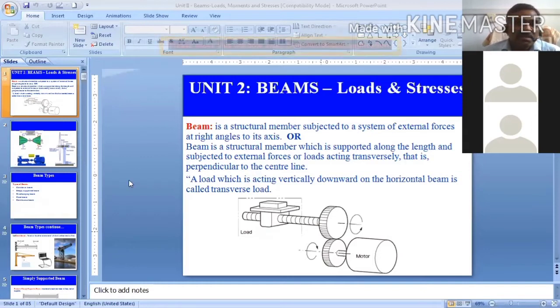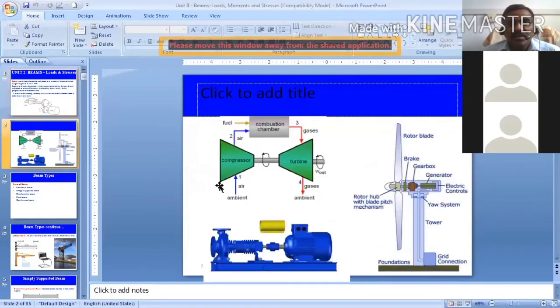Now you can see some examples where beams are used. See here, the shaft is supported; here one turbine is there, here one compressor is there. Now the loads are acting in the vertical direction, so it is a beam. Similarly, here this shaft also is a beam.